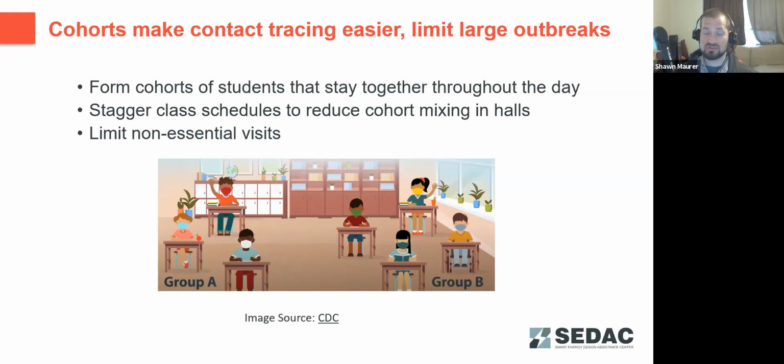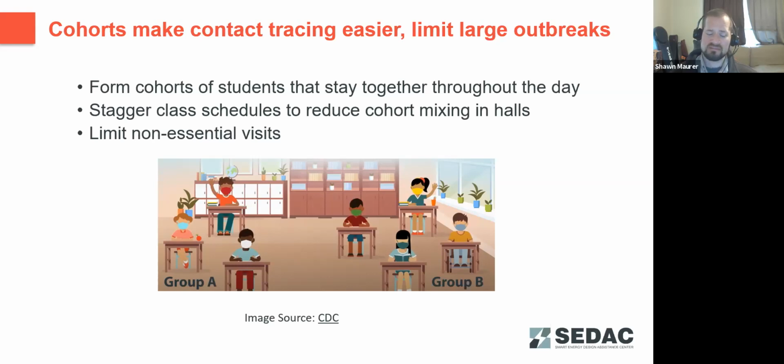Staggering class schedules to reduce mixing in the hallways is another strategy. You want to release one classroom group maybe 15 minutes ahead of another, gives them a chance to get through the hallways, get to their location, then release another group so that the hallways themselves don't become overcrowded and you increase transmission risk potential in that situation.